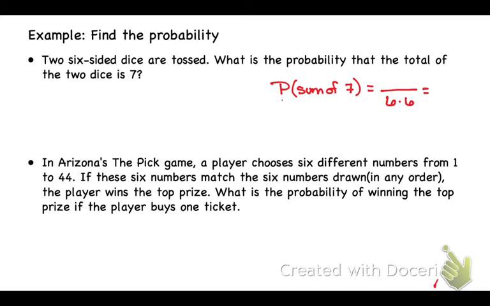Okay. Now I need the sum of 7. I can have 1 and 6. I can have 2 and 5. How about 6 and 1 also? Oh yeah. And 2 and 5, 5 and 2, 3 and 4. Yes. So how many ways can I get a sum of 7? 1, 2, 3, 4, 5, 6. Six. So the probability is 6/36, or 1/6.